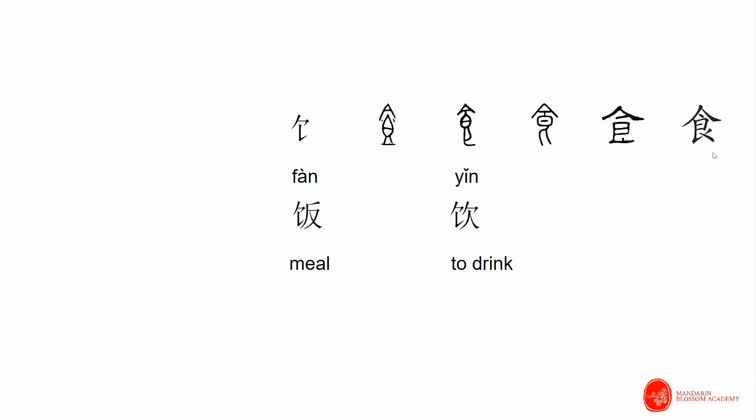So 十, it means food. So when you see this radical, it is usually related to food. So 饭, it means meal. 饮, it means to drink.